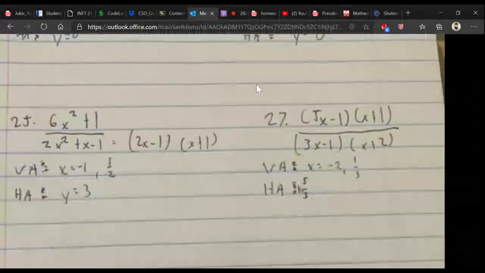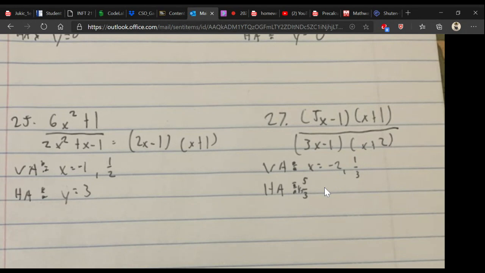Okay. So for number 27, it's finding the vertical asymptote and the horizontal asymptote. For the vertical asymptote, all we need to do is make the denominators both equal to 0. So for example, x plus 2 equals 0 and 3x minus 1 equals 0. So for the vertical asymptote, it would be 2 vertical asymptotes. So it's going to be x is equal to negative 2 and 1 over 3.